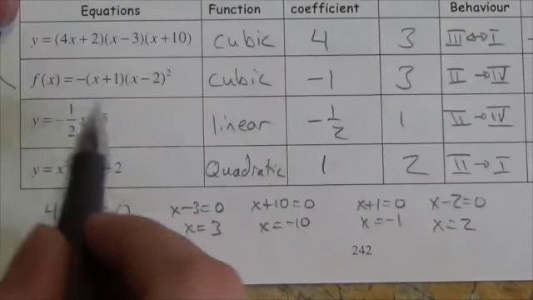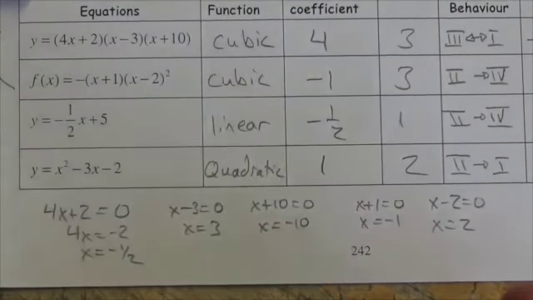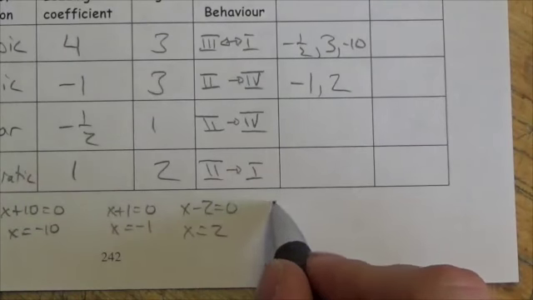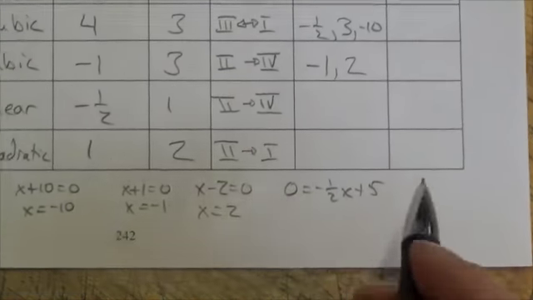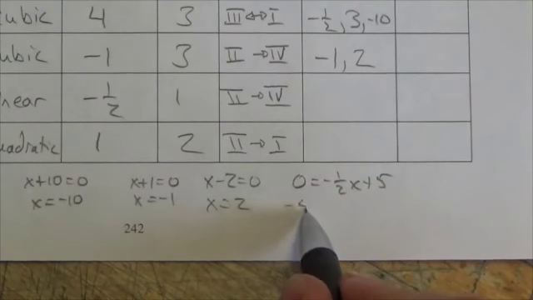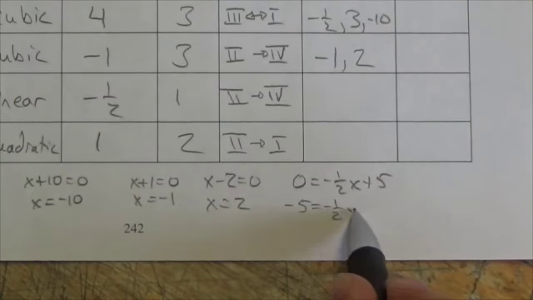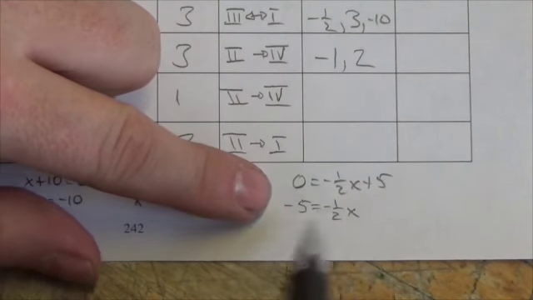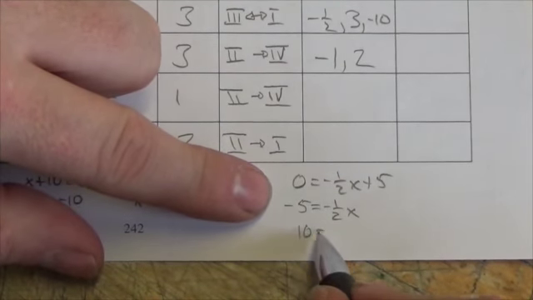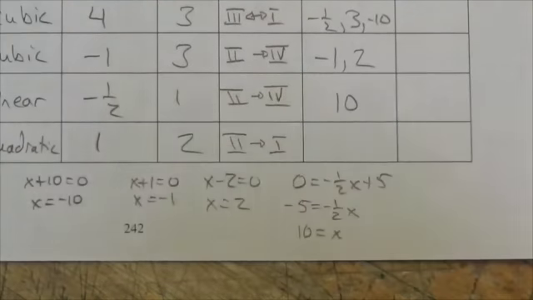Down here for this one, I just got to set this one equal to 0, so that's going to be 0 is equal to negative 1/2 x plus 5. A little bit more work involved here. Bring the 5 over. Negative 5 is equal to negative 1/2 x. Well, the negatives will cancel, and I can simplify this by multiplying both sides by 2, and I get x is equal to 10. So that's the x-intercept.